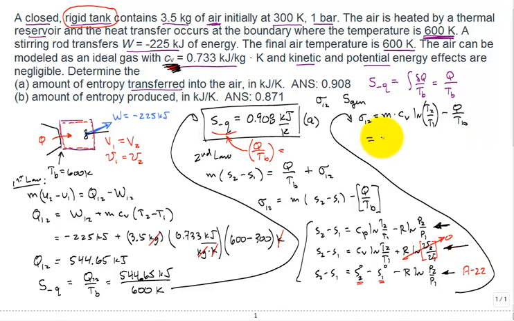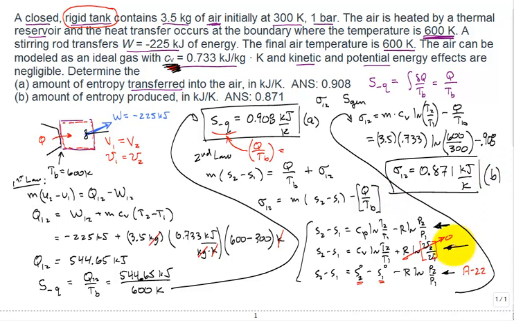So what is our mass? 3.5 kilograms. I'm going to have to drop units, I don't have a lot of space. And our specific heat at constant volume, natural log, our final temperature, 600 Kelvin, initial temperature, 300 Kelvin. And we subtract the 0.908 kilojoules per Kelvin, and the entropy generation during this process turns out to be 0.871 kilojoules per Kelvin, the answer for part B.